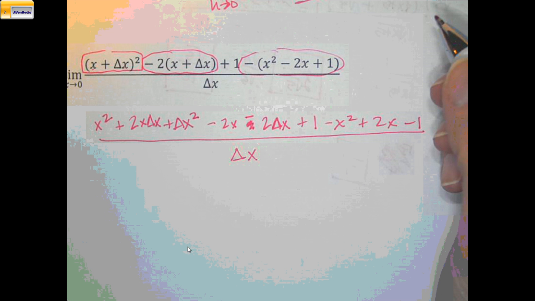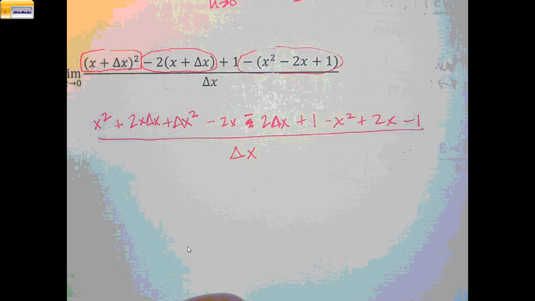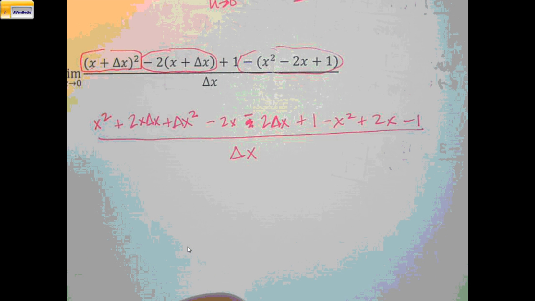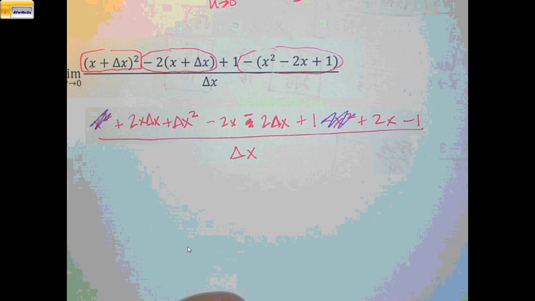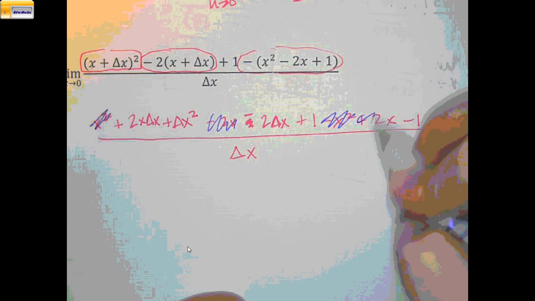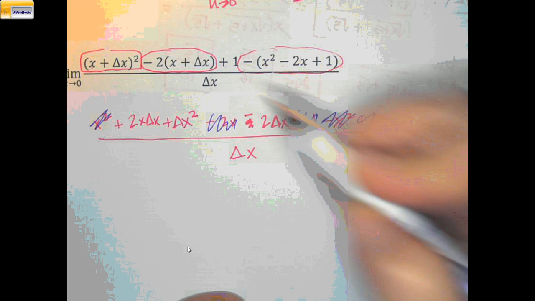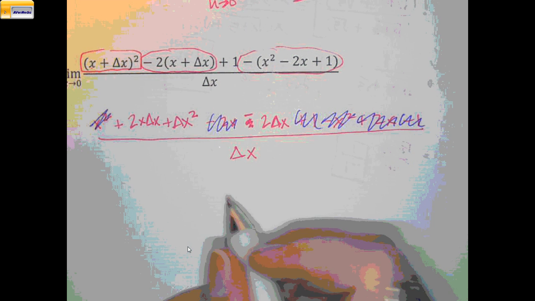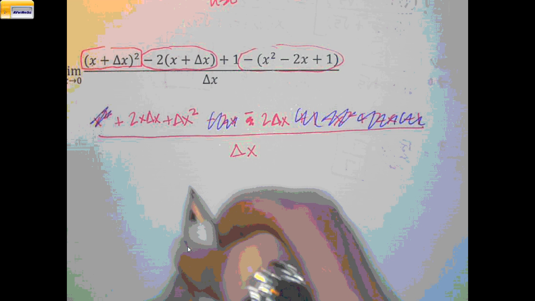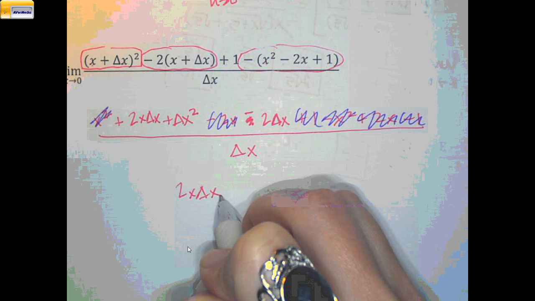Okay, on the top, does anything interesting happen at all? Yeah, x squared minus x squared, so that goes away. Negative 2x and positive 2x, that goes away. Positive 1 and negative 1, that goes away. Anything else? I think that's it. Let's rewrite it so it doesn't look crazy. So we've got 2x delta x plus delta x squared minus 2 delta x all over delta x.